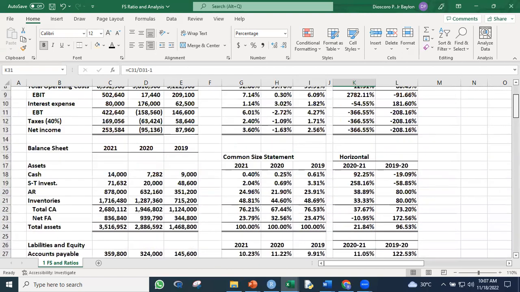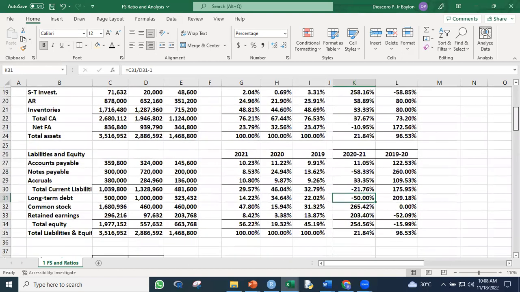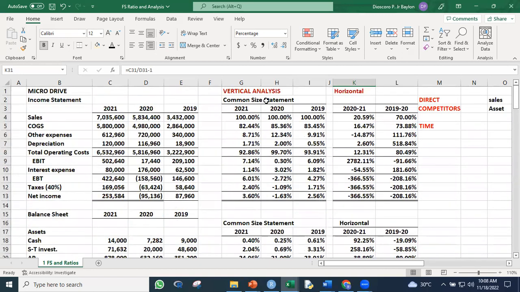Okay, so when you analyze financial statements, we can use the common size statement, the vertical analysis, and also the horizontal analysis. And if we also have the financial statements of our direct competitors, then we can compare and see if our company is performing as well as our direct competitor. Of course, when I say direct competitor, we should benchmark.